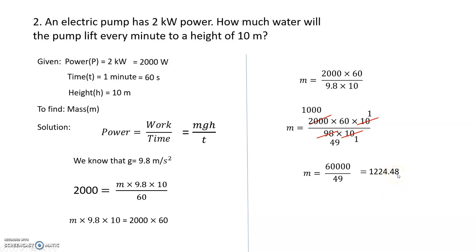The last digit 8 is more than 5, so we will add one and make it 5. So m is equal to 1224.5 kg. Therefore, the mass of the water is equal to 1224.5 kg.